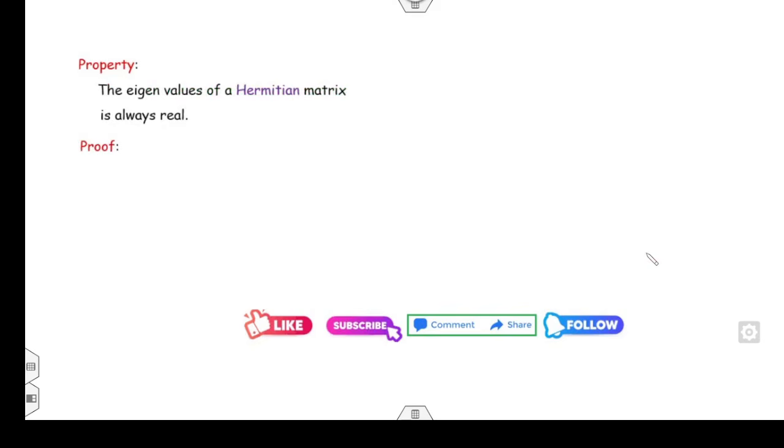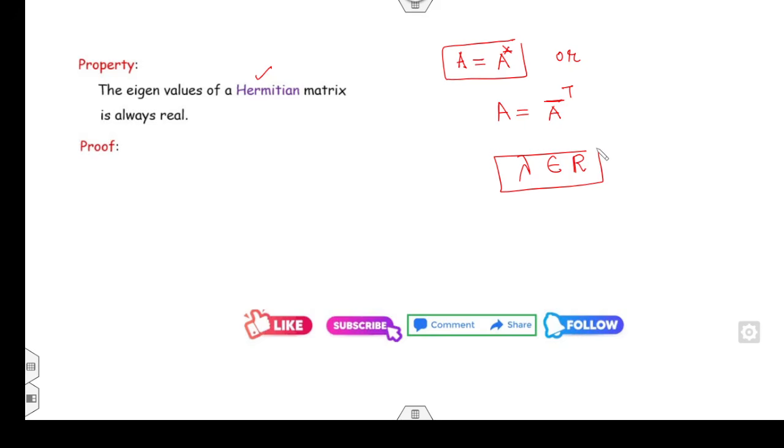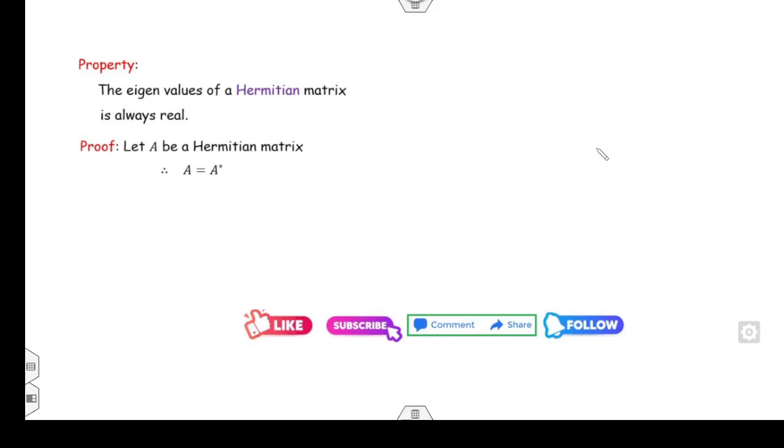Next property: the eigenvalues of a Hermitian matrix are always real. That means whenever your matrix satisfies A equals A star, or you can say A is its complex conjugate transpose, then lambda is always real. It can never be a complex number. Very, very simple. I can start with the definition of the Hermitian matrix: A is equal to A star.